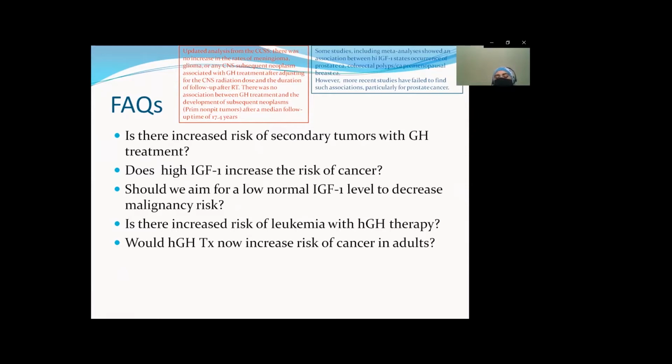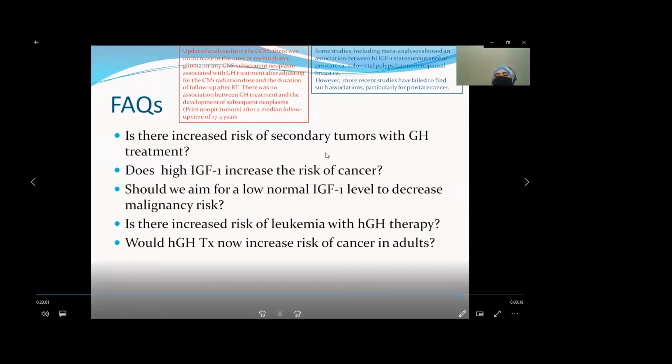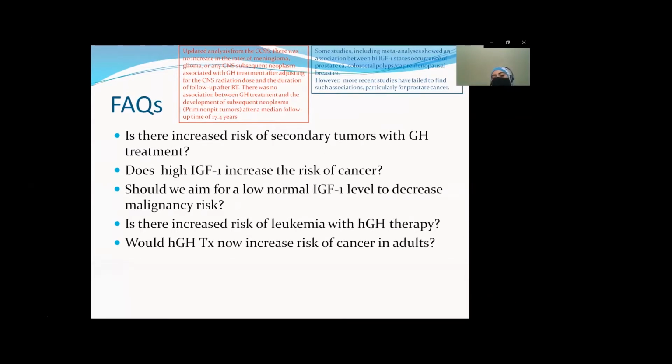I do get this question asked a lot: in patients who have had cancer before, should we keep an IGF-1 low normal? There is actually no data that suggests that keeping an IGF-1 in the low or normal range will decrease the risk of malignancy. I feel if you are treating these patients, you should treat them properly and keep the IGF-1 level in the upper third of normal for age and gender. Age and pubertal status, sorry.